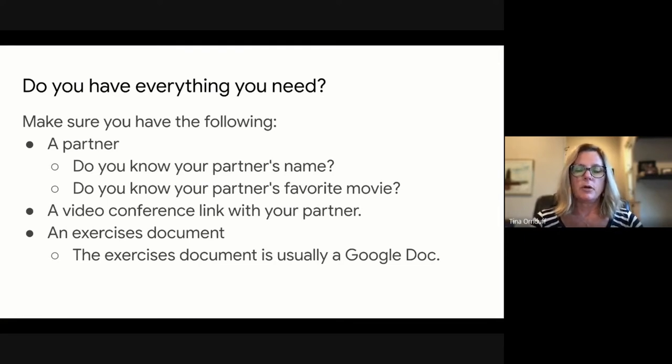Again, the course requires students to partner up and create a separate conference link with their partners and then work in the same exercise doc. This is all the same as Technical Writing 1.